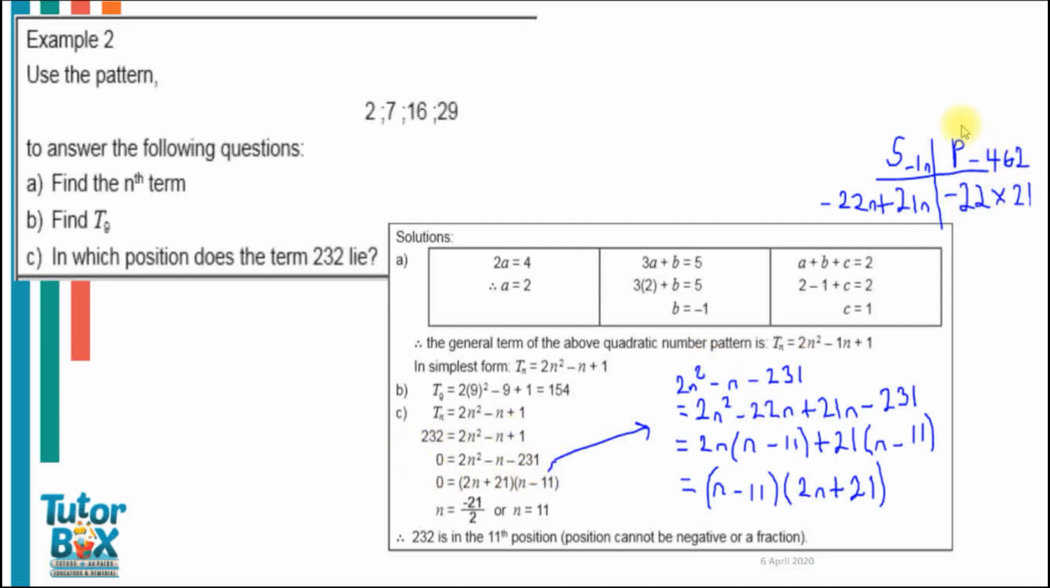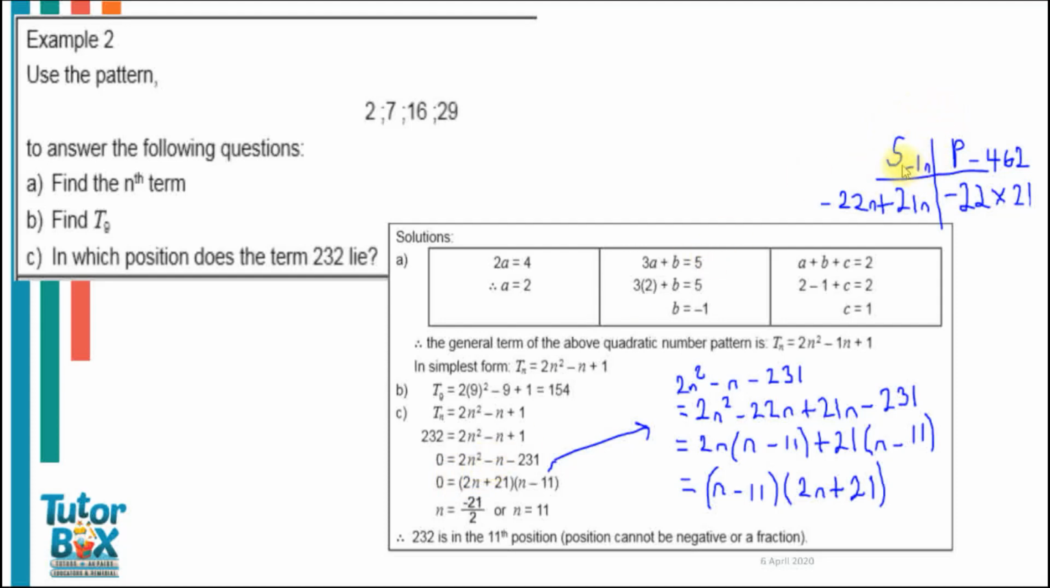And then I work this one out in case some of you have forgotten. I did the SP, the sum and products, right? So because it's 2 and minus 231, I'll multiply these. I want the product of minus 462, right? And then I want the sum to be the minus 1n here, right? So I multiply these two. We have 2 times minus 231, I get minus 462. And then I want the sum, which is the minus 1n here, right?